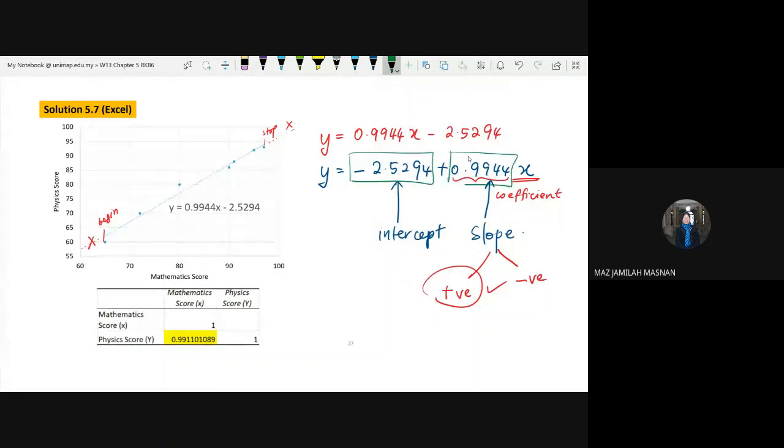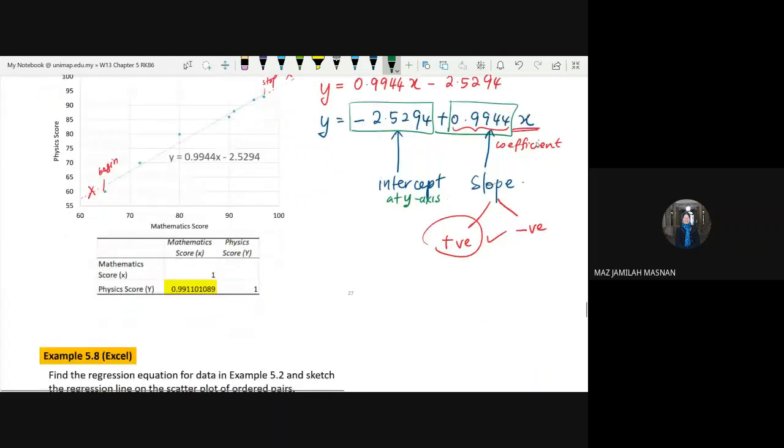Now, negative 2.5294 is the intercept of your y, at the y axis. Your slope is how steep your slope equation is. So how do we interpret? This is the most important one.